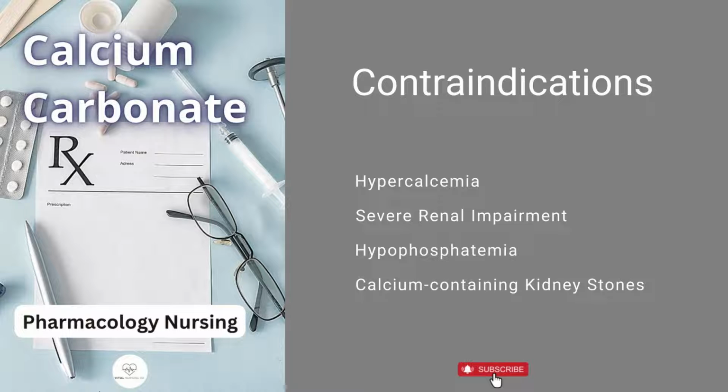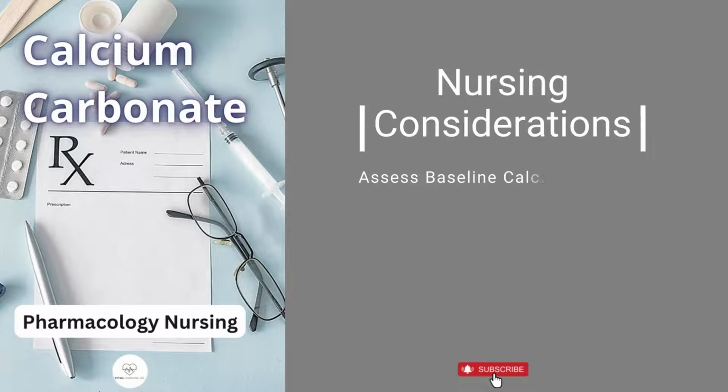Hypercalcemia. Avoid in patients with already high calcium levels, as it can worsen the condition. Severe renal impairment. In advanced kidney disease, calcium carbonate may lead to hypercalcemia and calcifications. Hypophosphatemia. As it binds phosphate, this medication should not be used in patients with low phosphate levels. Calcium-containing kidney stones. Avoid in patients with a history of calcium oxalate stones.